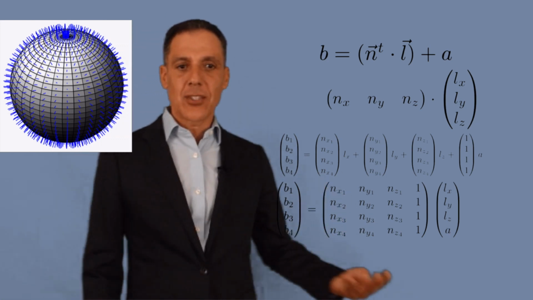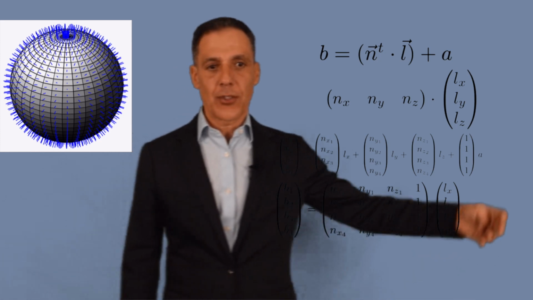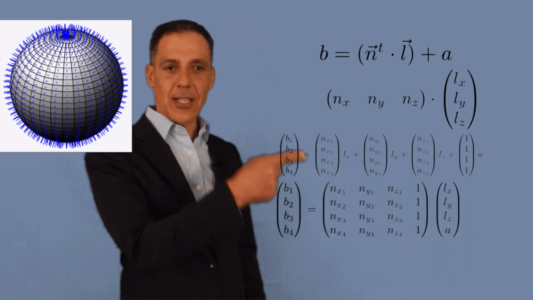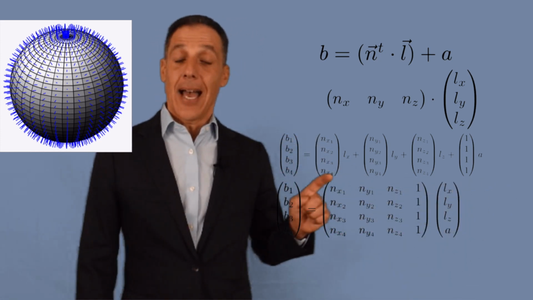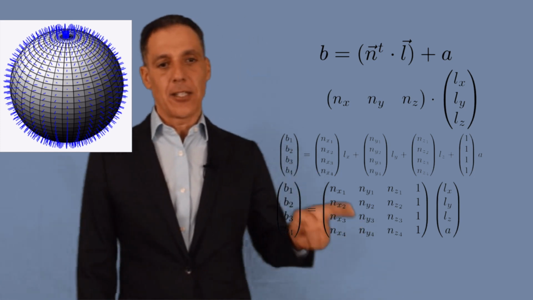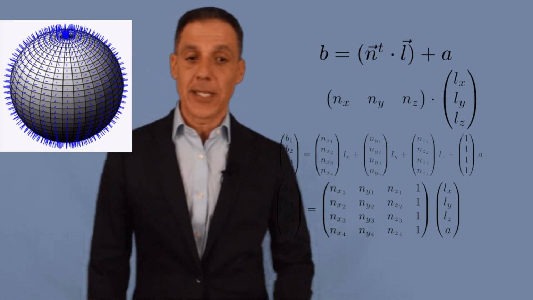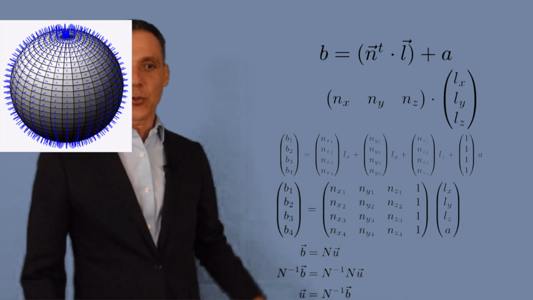Here are my 4 b's. Here are my 4 surface normals. Here are my 4 unknowns, Lx, Ly, Lz, and a. I now have a 4 by 4 matrix. Again, assuming that this is invertible, that the determinant is not 0, I can solve trivially.